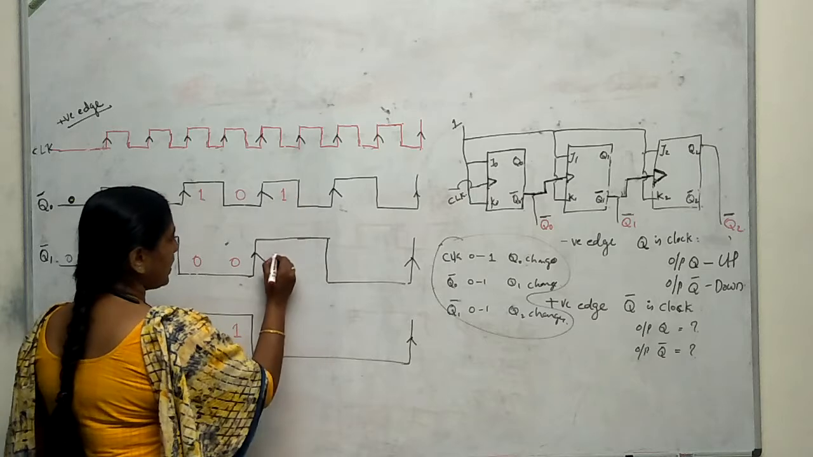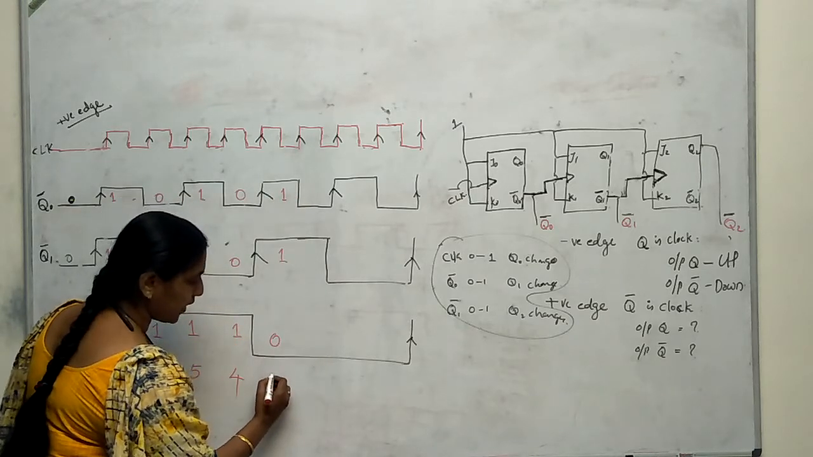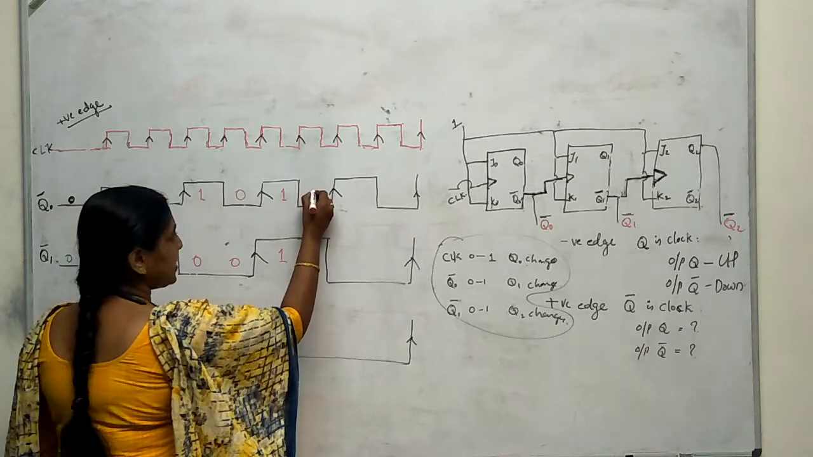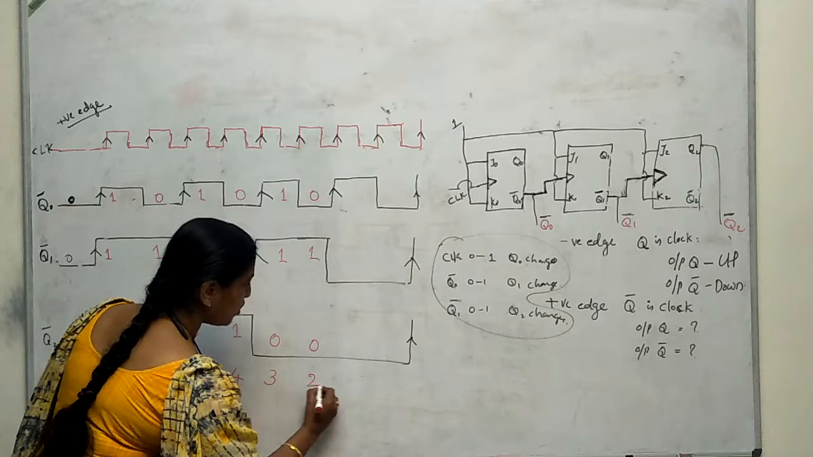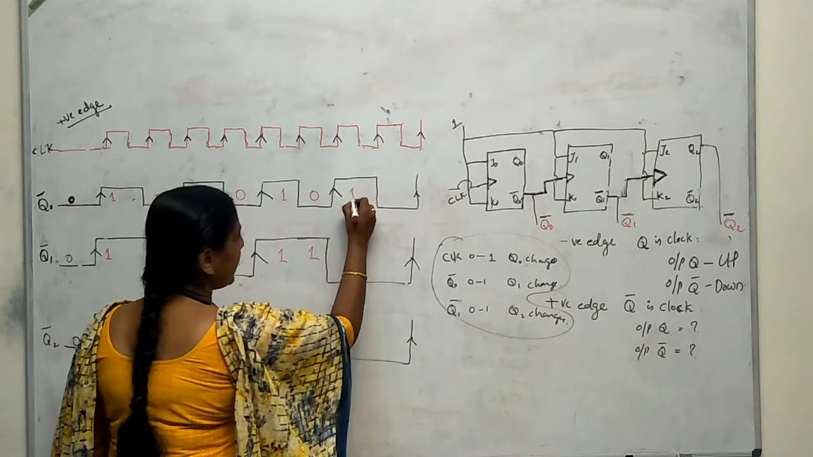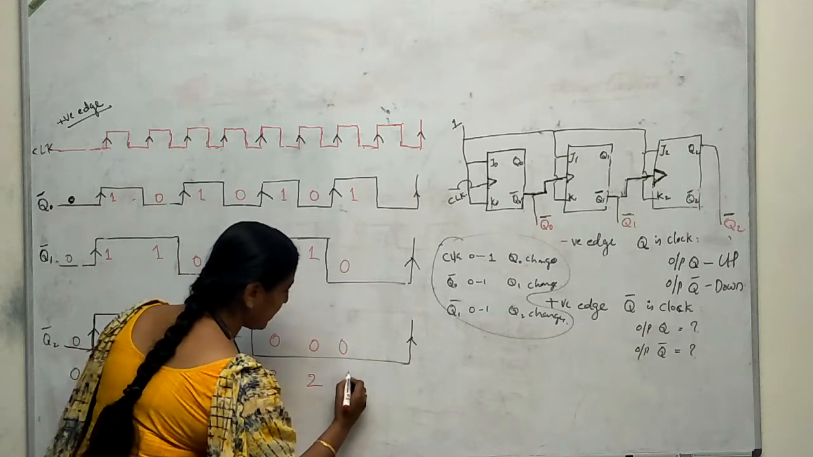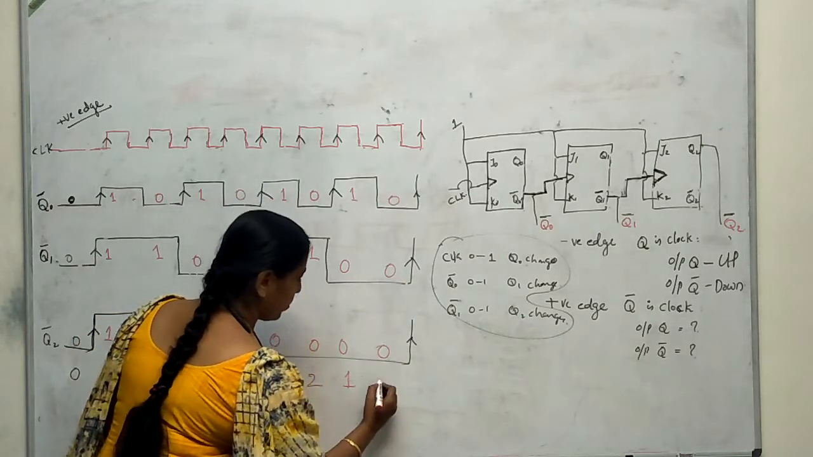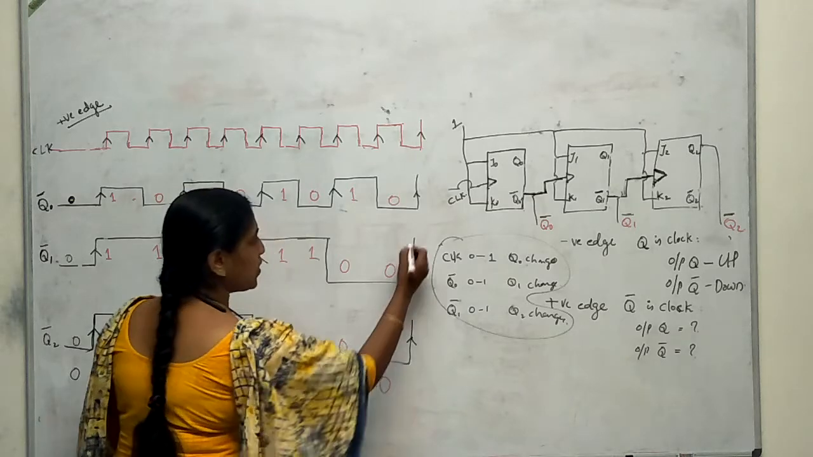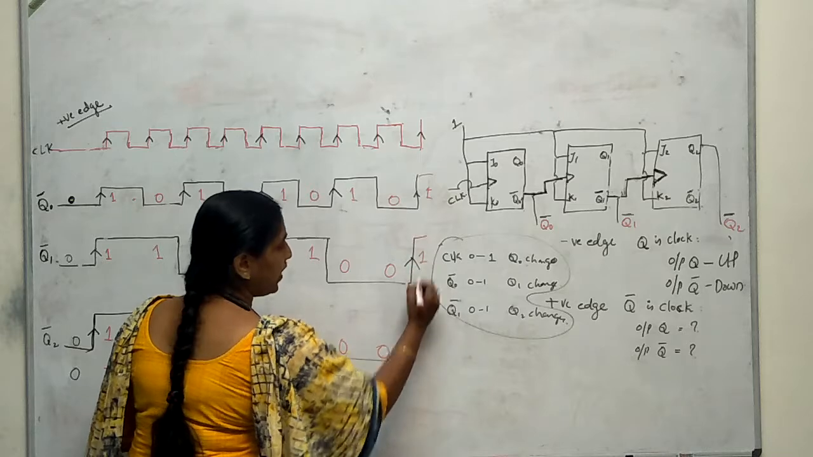This is 1, this is 1 and this is 0. So 0, 1, 1 is 3. Here it is 0, this is 1, this is 0. 0, 1, 0 is 2. Here it is 1, this is 0, this is 0. 0, 0, 1 is nothing but 1. Here it is 0, this is 0, this is 0. This is nothing but 0. Now all have gone to 1. So this is 1, 1, 1.